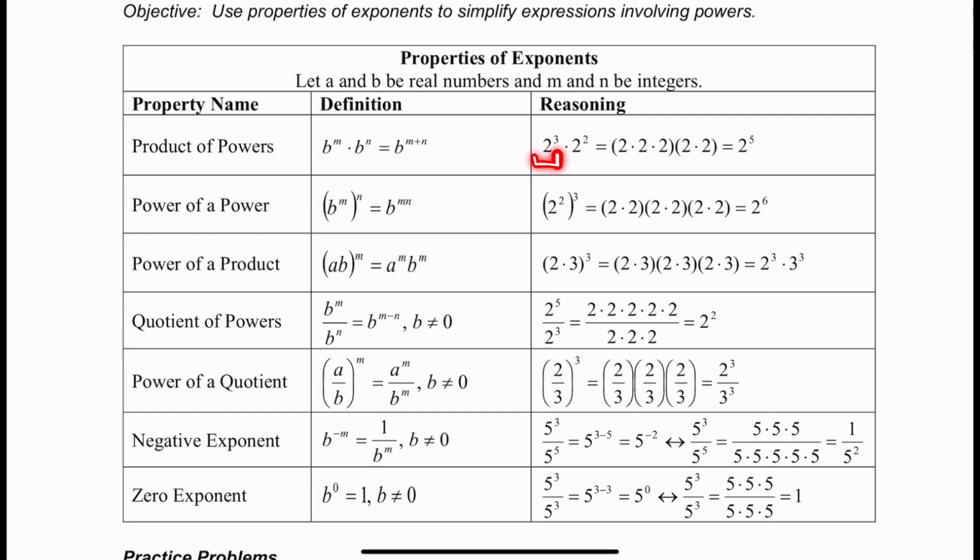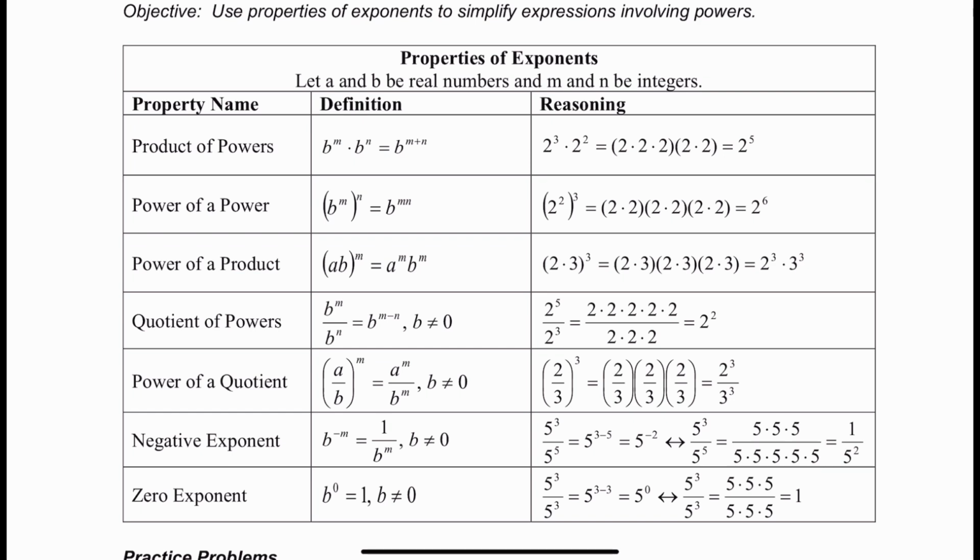Now 2 to the third power means 2 times 2 times 2, and 2 squared, or 2 to the second power, is 2 times 2. All together I have 1, 2, 3, 4, 5 2's. We had 3 of them plus 2 more, and that gives us 2 to the 5th. So all we need to do is add the 3 plus 2 to give us that 5 there.